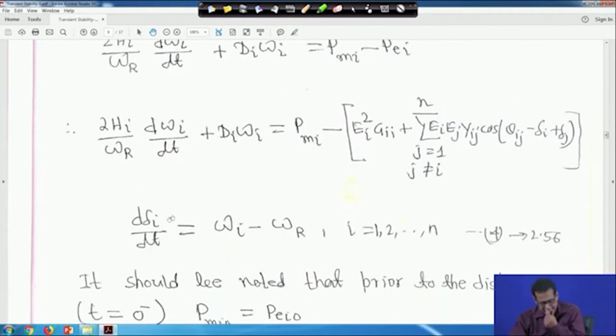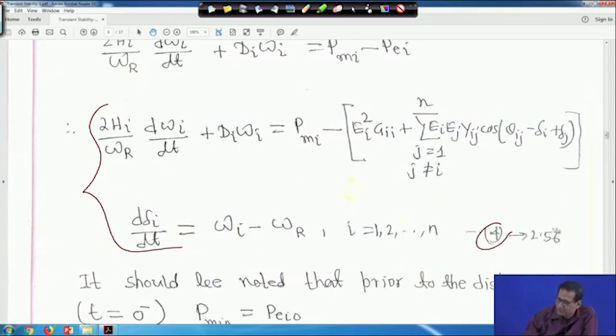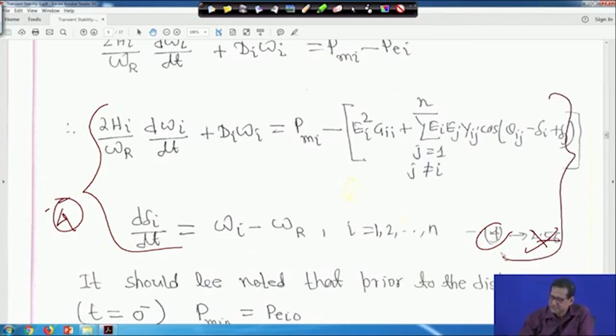Another thing is d delta i upon dt, which we have also seen equals omega i minus omega r, where omega r is the reference speed and omega i is the speed for the ith machine, for i equal to 1 to n. These two equations together are equation 4.